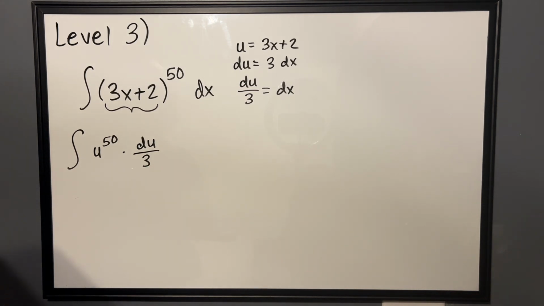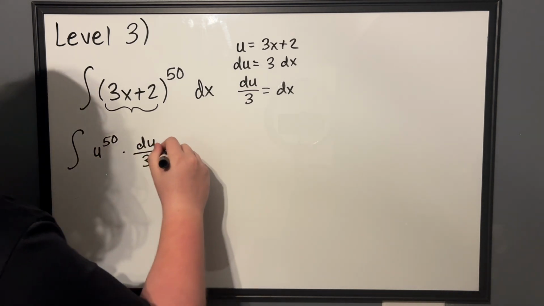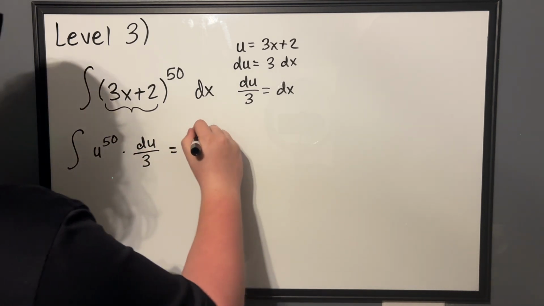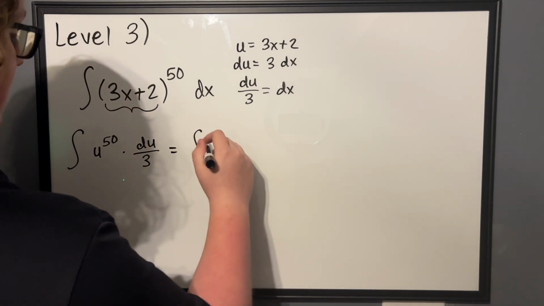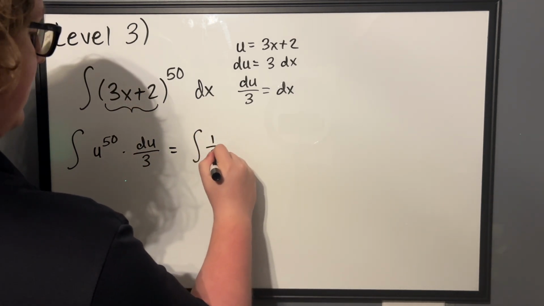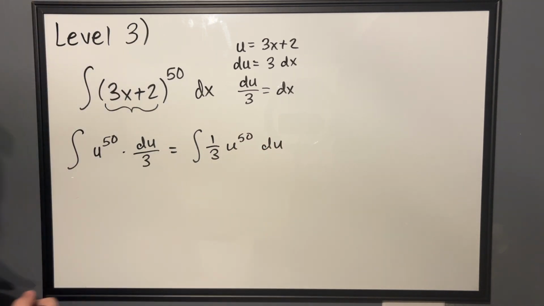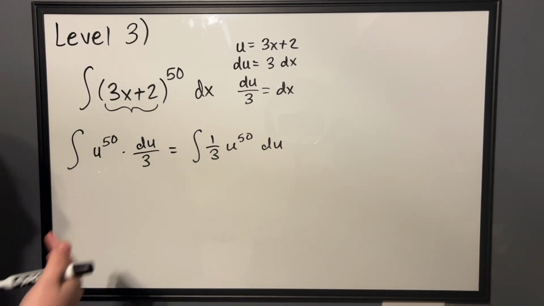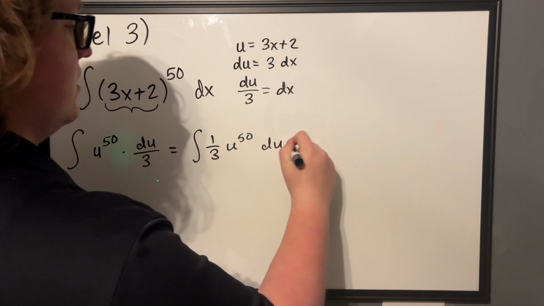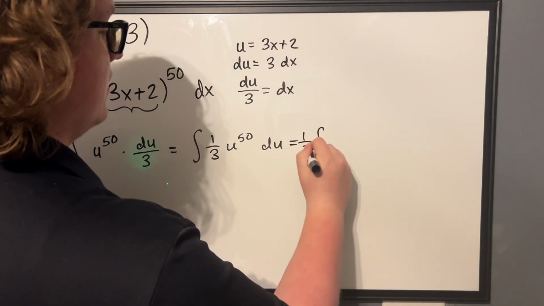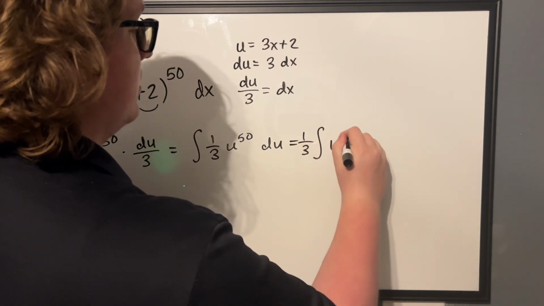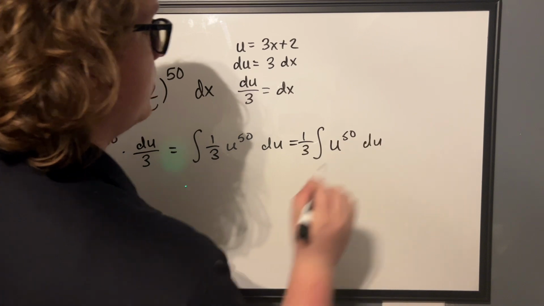Okay, so if that's du over 3, what we're going to do is, since these are being multiplied, we can just move that constant into the front. So we'll really have 1/3 u to the 50th du. And from there, I think it makes it a little bit easier to move the 1/3 out of the integral. So finally, we'll have 1/3 times the integral of u to the 50th du.